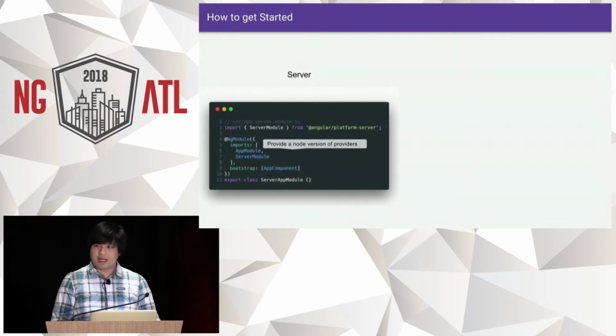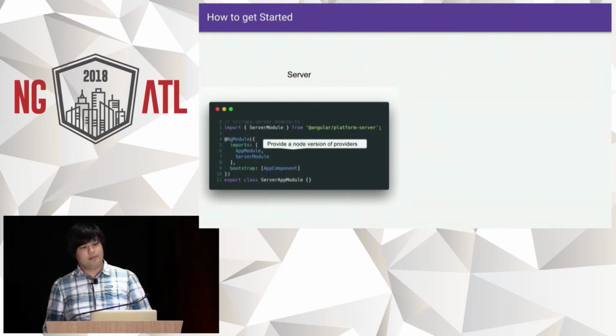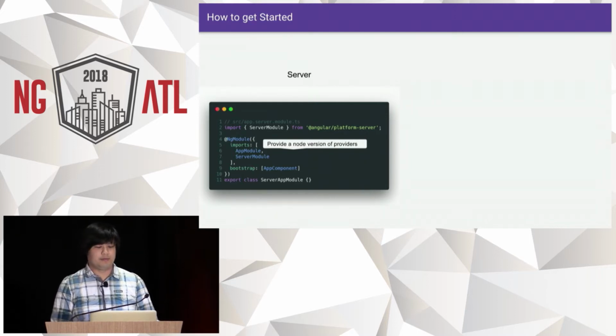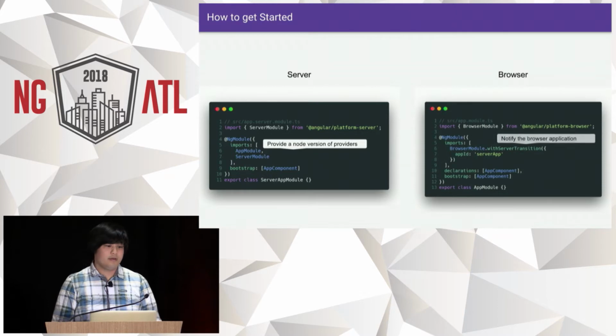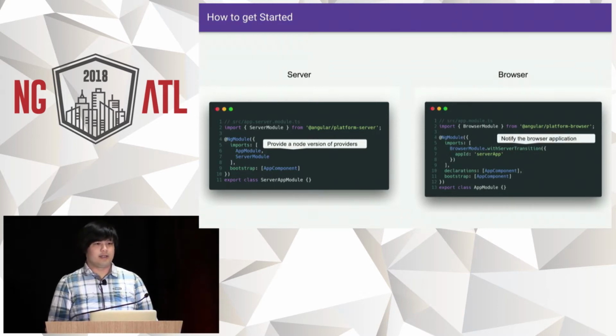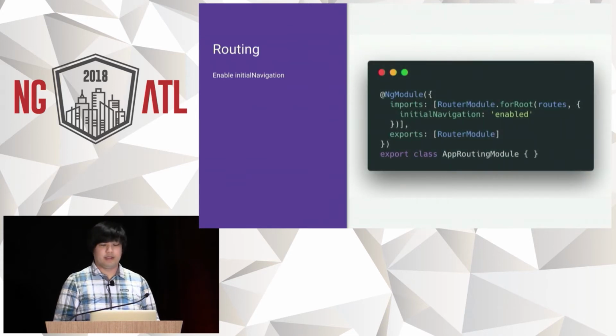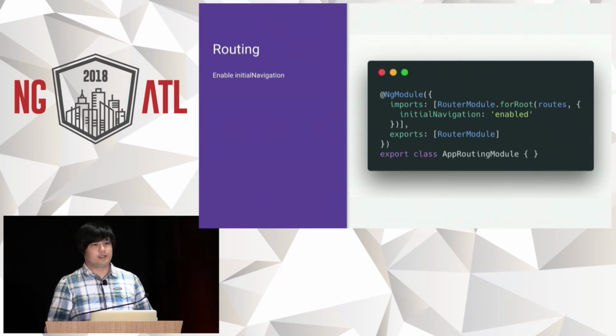And it also gives you a server app module. This takes in your app module. And also it gives you a server app module, which gives you the node-specific providers. Then it also manipulates your browser module so that it can understand that it's taking over a server render. Make sure you also turn on initial navigation for the router. This lets Angular know that it needs to do an initial navigation before rendering your app in the browser. And this will help prevent a flash between the transfer between the server render and the client render.